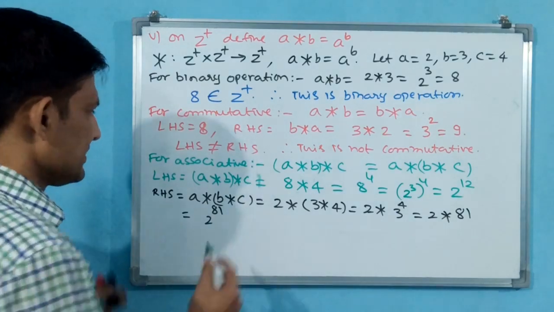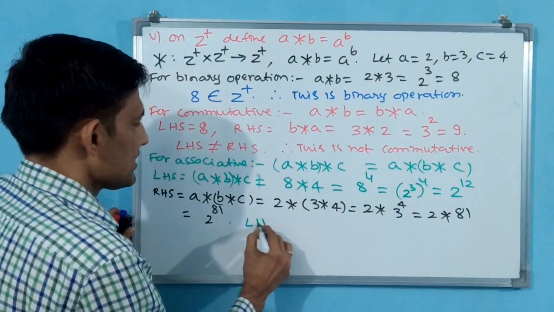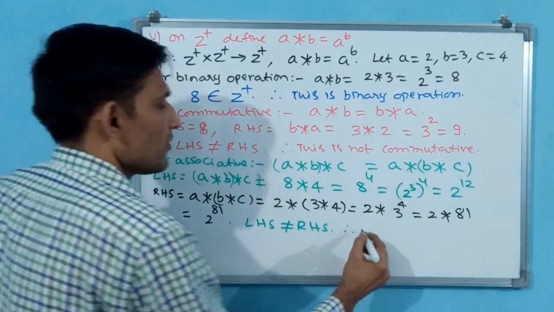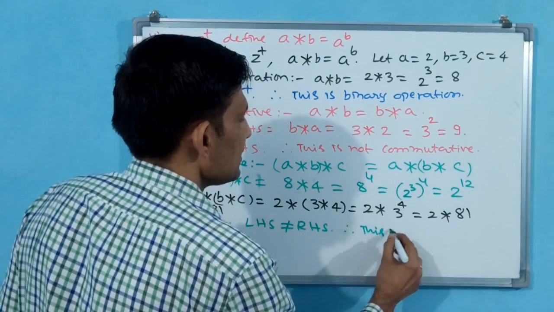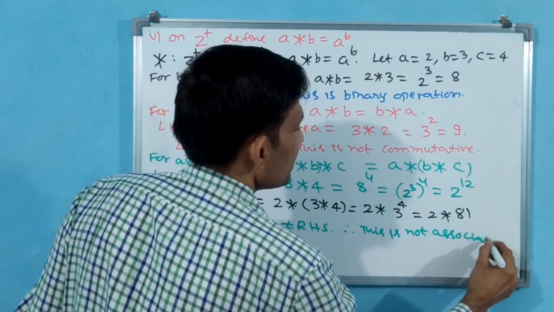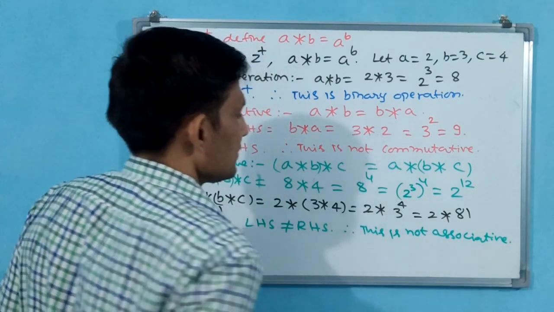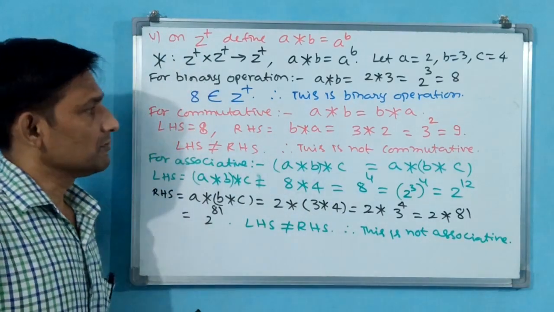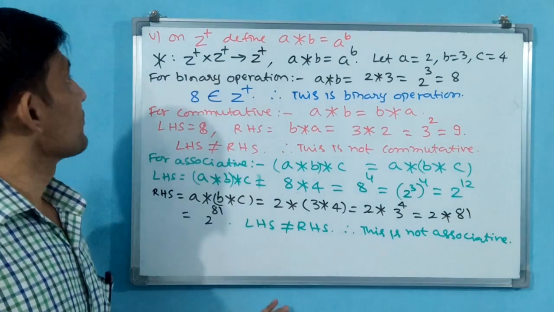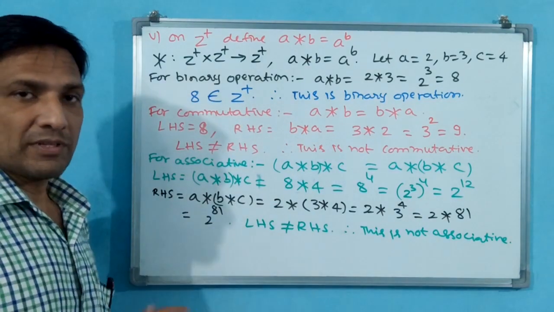Same thing you write. You write like this: LHS is not equal to RHS, therefore this is not associative. This function is only binary but not commutative, not associative. This is the fifth part of your second question.